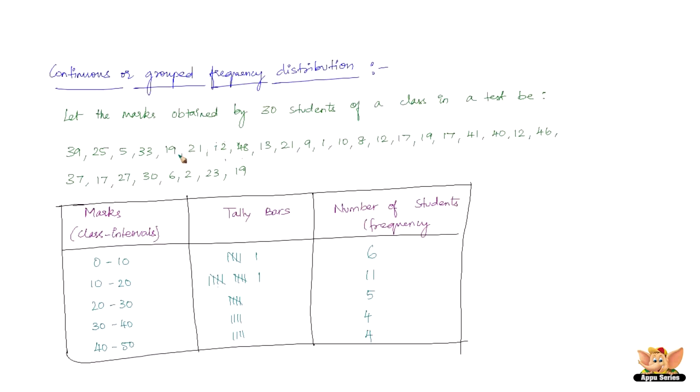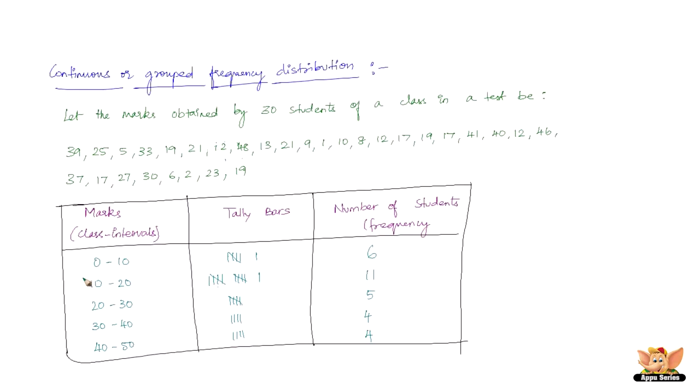So we group the numbers between 0 and 50 in terms of 0 to 10, 10 to 20, 20 to 30, 30 to 40 and 40 to 50. Now we count the tally bars, or make the bars, for the number of marks between 0 and 10. Between the marks 0 and 10, we've got 1, 2, 3, 4, 5 and 6. So between 0 and 10 also includes 10.